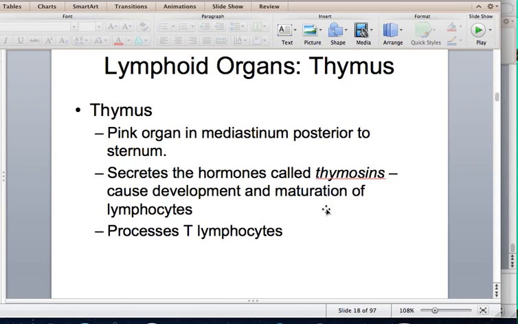It secretes hormones called thymosins, which will cause the development and maturation of your lymphocytes. And it is important because it processes T lymphocytes. All right, so that is it.